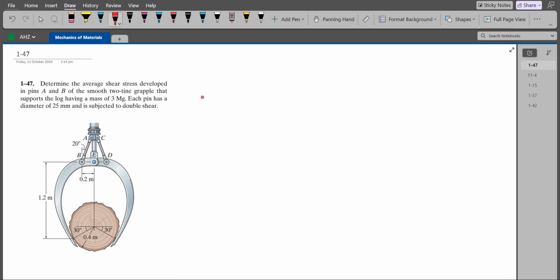In this video, we will solve problem 1-47 from R.C. Hibbeler Mechanics of Materials, 8th edition. According to this problem, we have to determine the average shear stress developed in pins A and B of the smooth two-tine grapple that supports the log having a mass of 3 megagrams. Each pin has a diameter of 25 millimeters and is subjected to double shear.